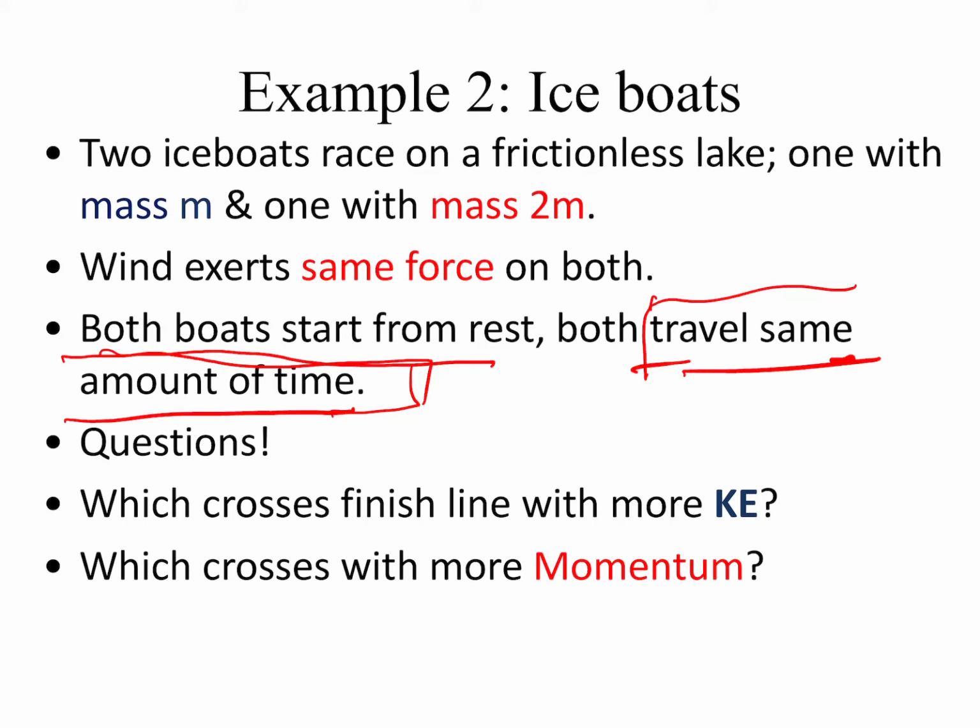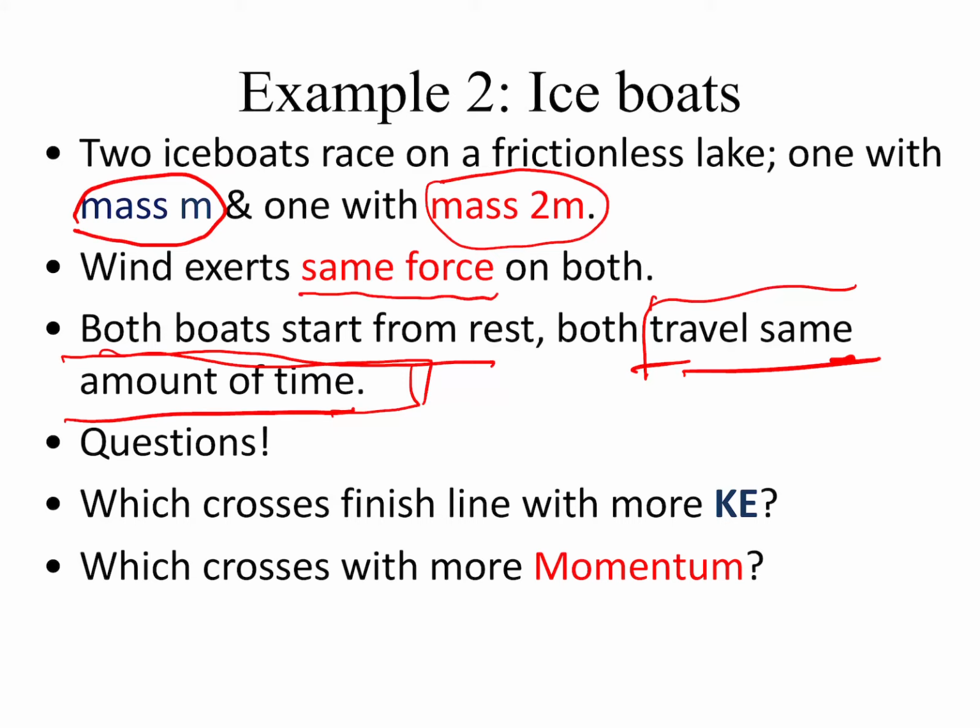Now let's come back to this example. You have two icebergs with some frictionless link, one with mass m, boat 1, and one with mass 2m, boat 2. We exert the same force on both, and they travel the same amount of time. Which one has more kinetic energy? Which one has more momentum? Pause this video, think for about 1 to 2 minutes until you figure it out.